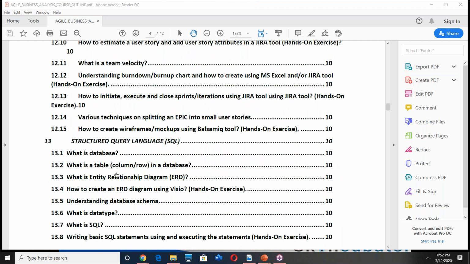And some more here, splitting up one big epic into small stories. Yes, the next thing is important, the wireframes and mockups. So we'll be using a tool called Balsamiq or Mockflow to create wireframes, or low fidelity wireframes or mockups. Right? And that's also a very important technique for a business analyst to have.